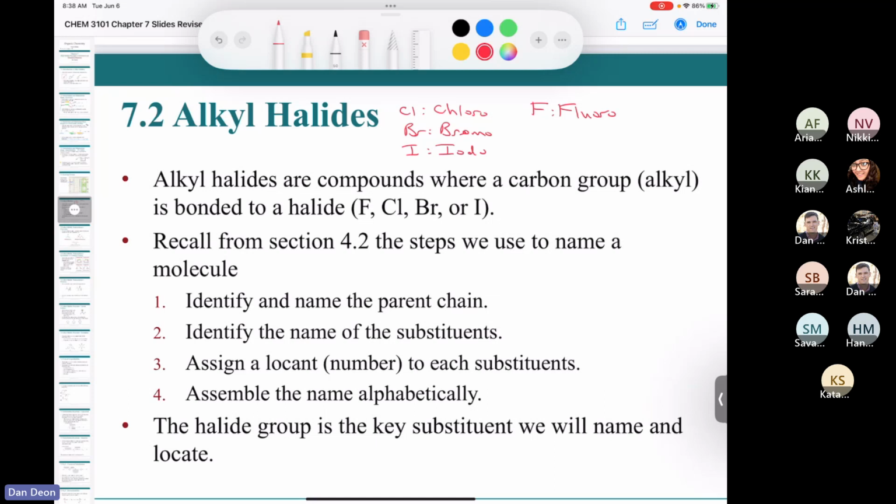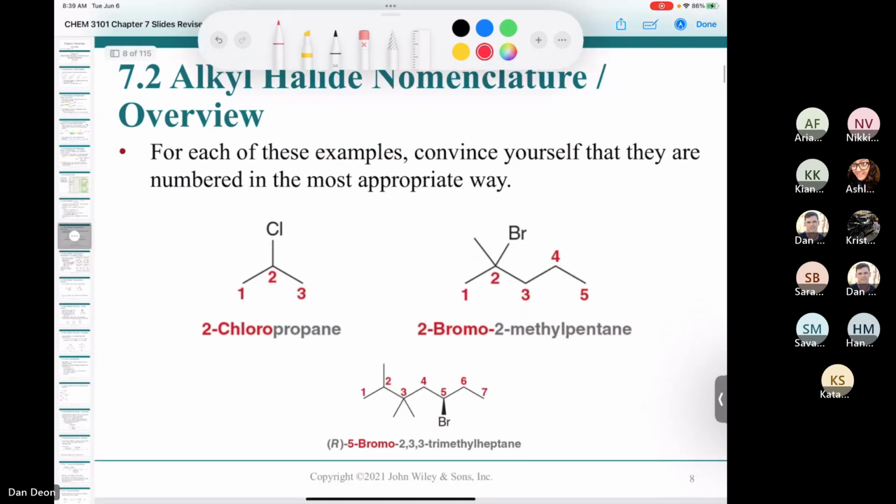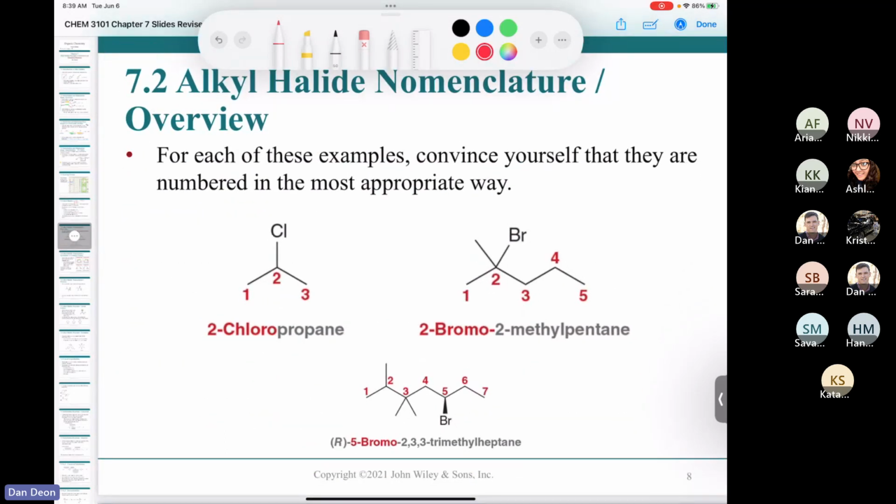Anyhow, once you identify all your substituents, you put a locant for each one. Is it a 3-bromo, a 2-chloro, etc.? Then you put the name together in alphabetical order, and the halide group is the key substituent that we're going to name and locate. Here are some quick examples. The longest carbon chain in this molecule is propane, and we have a chlorine at carbon number 2. So this is 2-chloropropane.